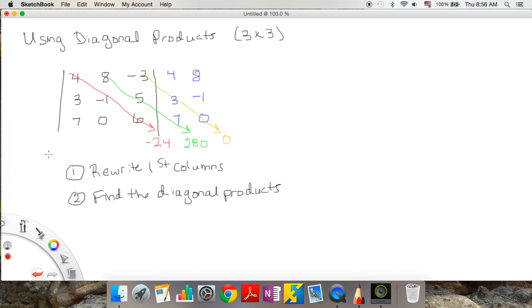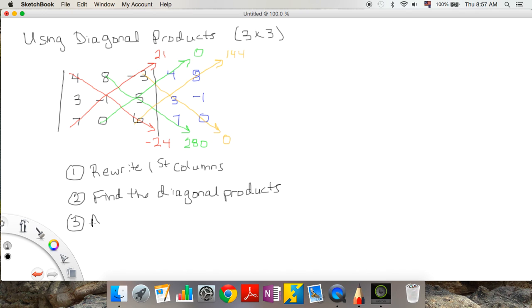Then we're going to have to use the same colors again. Then we start at the bottom and we multiply up. So we have 7 times negative 1 times negative 3, and we get 21. And then we do this diagonal and we get 0. And then this diagonal, 6 times 3 times 8, and that gives us 144. So that's all our diagonal products. We just multiply down the diagonals. That's why we write these two columns here, so that we're getting all three in.